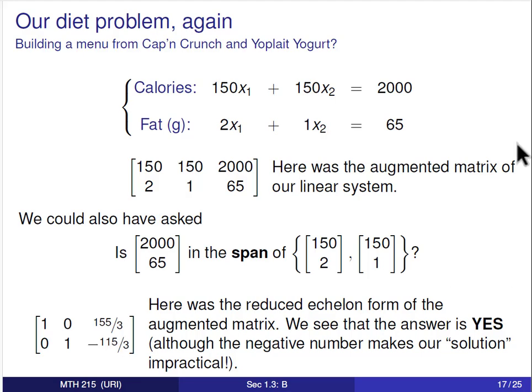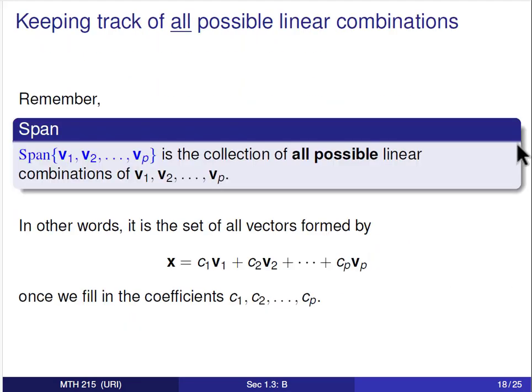All right, so now as we move on, we'll remind you that the span of v1 through vp is the collection of all possible linear combinations of v1 through vp. And remember, there are usually going to be infinitely many different ways of putting coefficients on these vectors, and a linear combination is anything you can get out. So there will usually be infinitely many different vectors in the span.